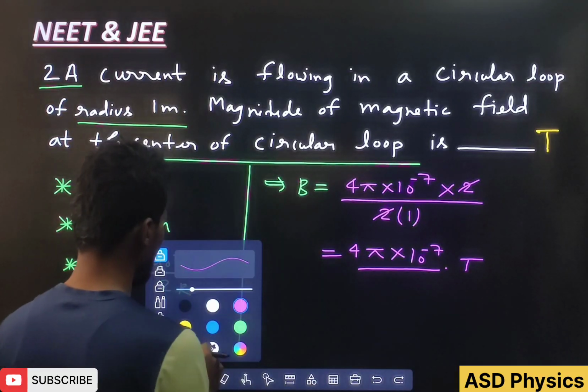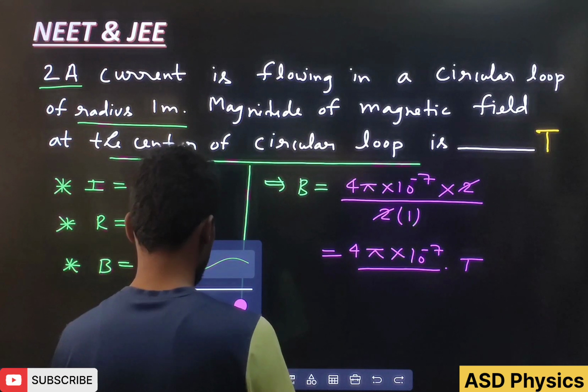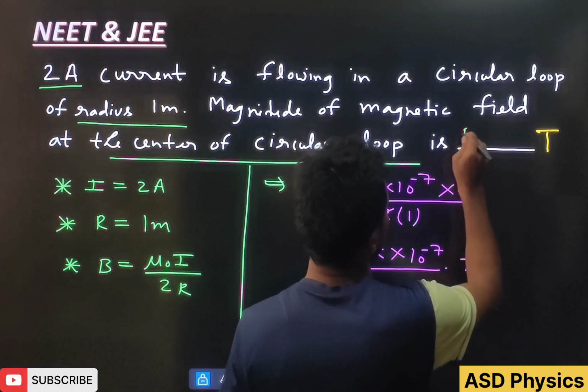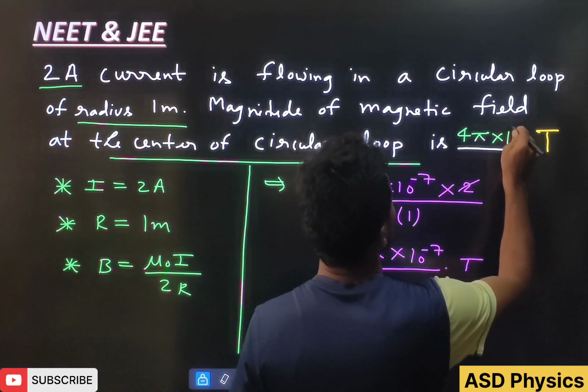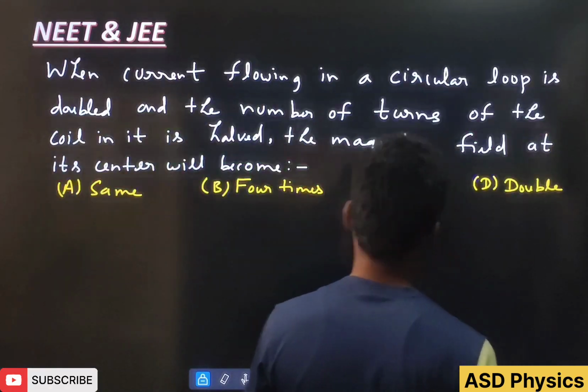Tesla. That means here in a NET kind of question, what we can fill here, students, we can fill here 4 pi into 10 power minus 7. Can you see here? Very basic question. Very basic question. Correct. Now let's see here.